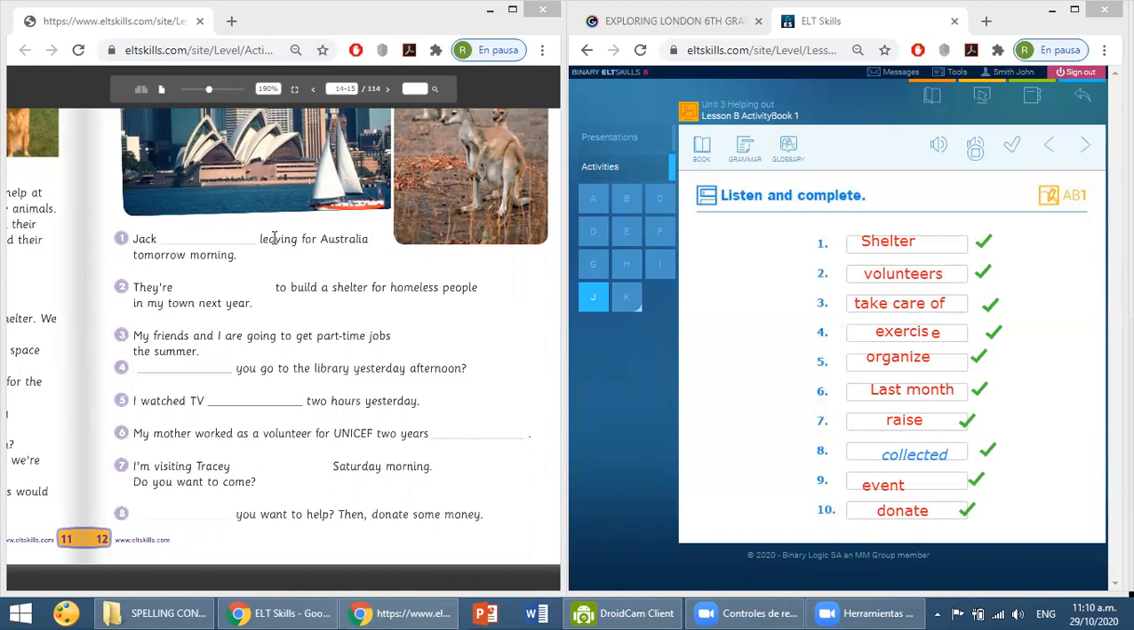What is the correct? Jose, tell me, what is the correct, Jose? Jack am leaving, Jack is leaving, Jack are leaving. We know this, no? It's easy with the verb to be. Yeah, is. Jack is leaving for Australia. Good job, Alison says in the chat, is, teacher. Yeah, good. Is. Number two.